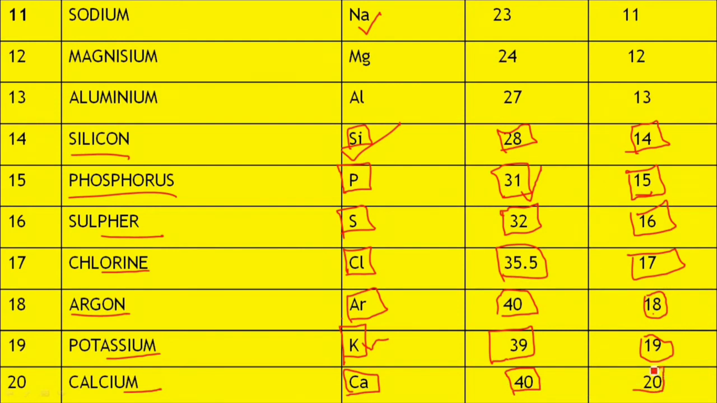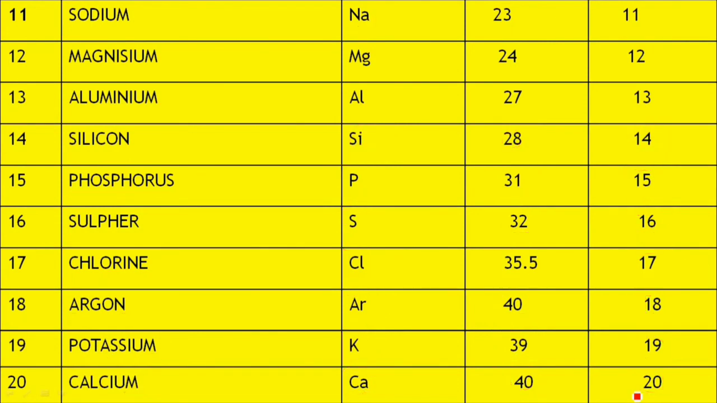I think you can understand. Let us read all of those. Sodium, magnesium, aluminium, silicon, phosphorus, sulfur, chlorine, argon, potassium, calcium. These are the elements from 11 to 20. Next, let us go to elements 21 to 30.